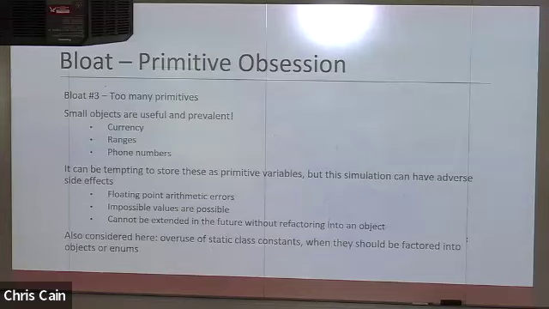What is also considered primitive obsession is if you overuse static class constants. So if you find yourself doing a public static final int a equals this, public static final int b equals that, and you have 5 or 6 of those in a particular class, think about whether that can be represented as an object with a bunch of different possible values, or an enum, rather than having a bunch of static constants.